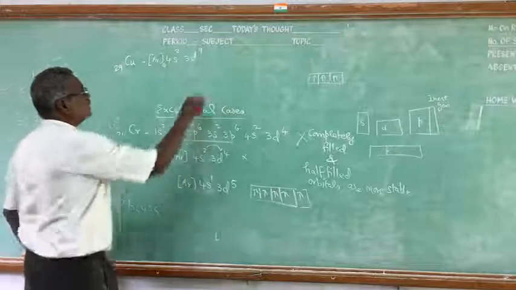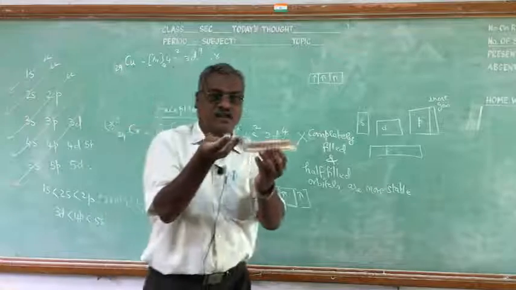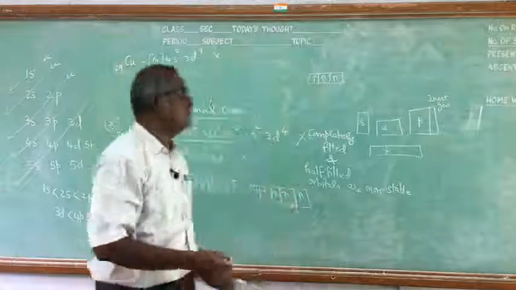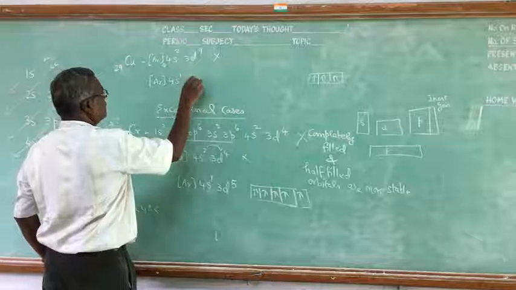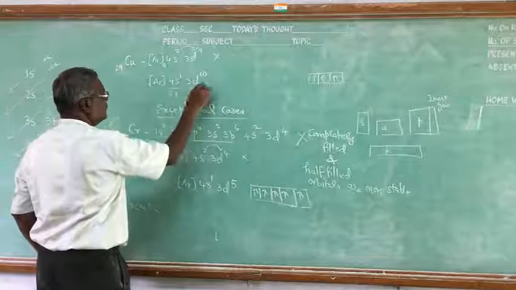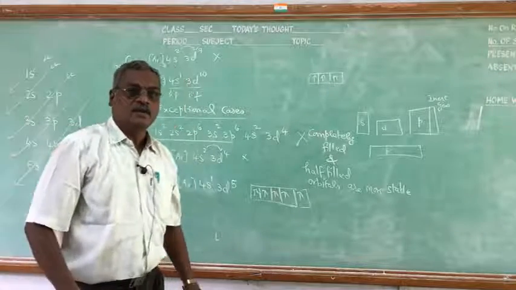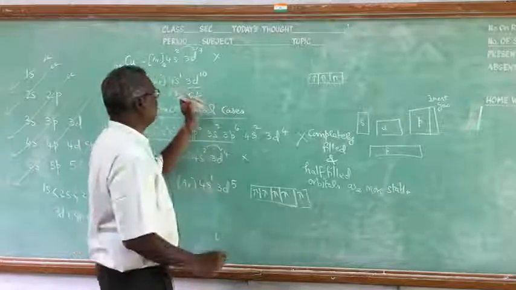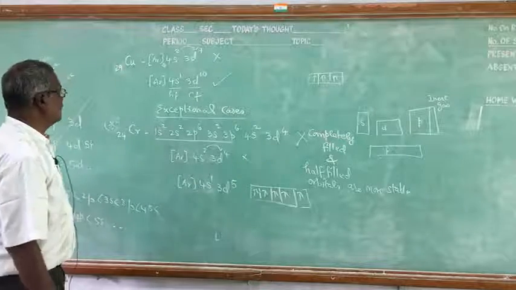So here again it is wrong. Why? Because here the 4s and 3d energy levels are very nearby. So an electron can jump from 4s to 3d. If it goes there, then this will become half filled and this will become completely filled: 4s1, 3d10. An atom wants to become stable, so there is a slight change. So this is the correct electronic configuration.